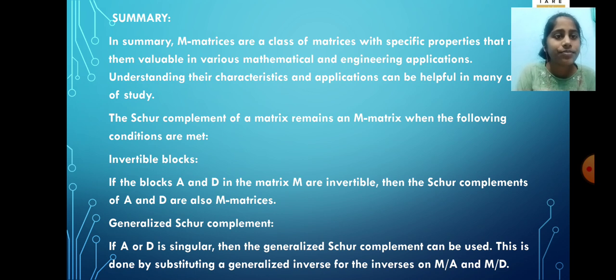The Schur complement of a matrix remains an M matrix when the following conditions are met. Invertible blocks: if the blocks A and D in matrix M are invertible, then the Schur complements of A and D are also M matrices. Generalized Schur complement: if A or D is singular, then the generalized Schur complement can be used. This is done by substituting a generalized inverse for the inverse of M by A and M by D.